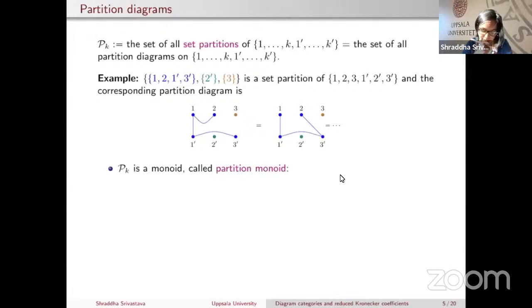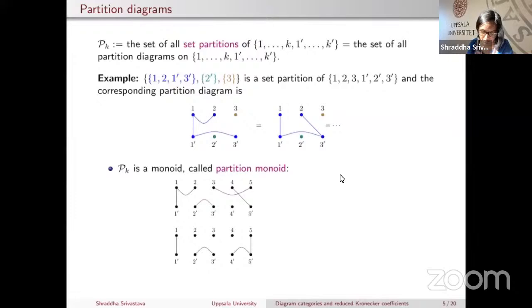Okay. So the set of partition diagrams has a monoid structure. Monoid means we can multiply two elements such that the multiplication is associative, and it has an identity element with respect to that multiplication.